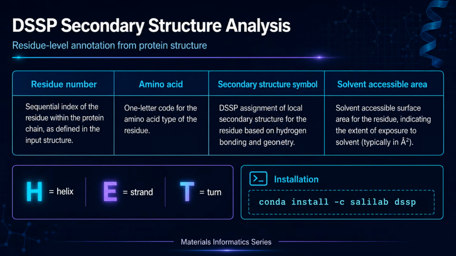DSSP, which stands for Define Secondary Structure of Proteins, is a program that assigns secondary structure to residues based on hydrogen bonding patterns. BioPython can interface with DSSP to get this information. The output includes residue number, amino acid type, secondary structure symbol, H for helix, E for extended strand, T for turn, and solvent accessible surface area. Note that DSSP must be installed separately using conda install from the Salilab channel.